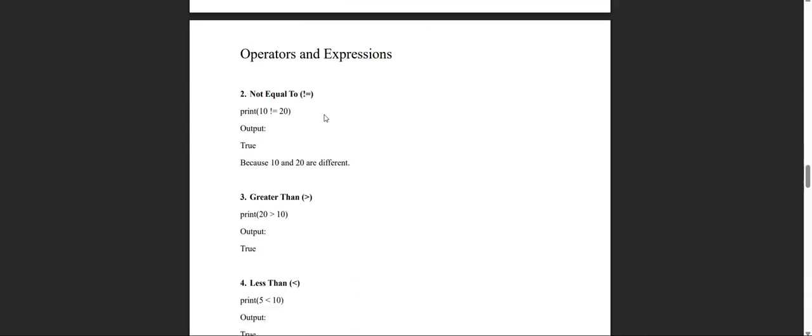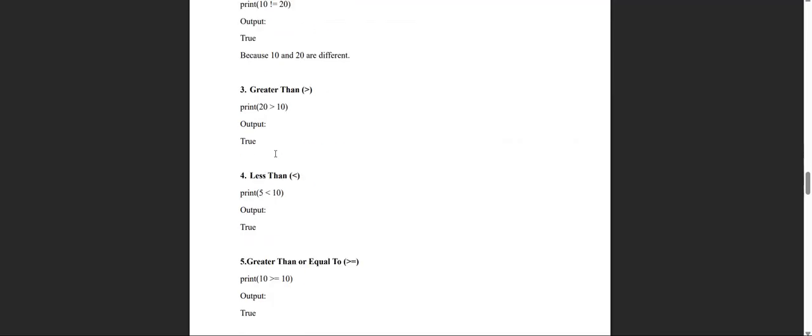So first one is equal to. It checks whether two values are the same or not and gives the result as true or false. Not equal to means, here we are taking an example of 10 not equal to 20. If 10 is not equal to 20, then it gives the result as true, else the result will be false. Next, greater than. If 20 is greater than 10, yes, 20 is greater than 10, right? So the output will be true.